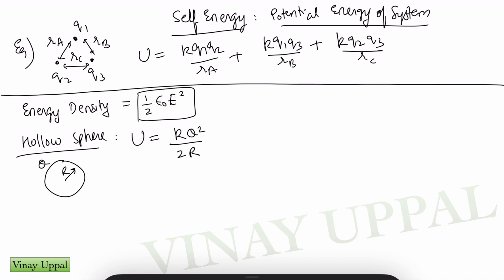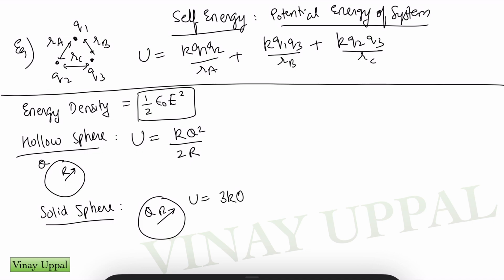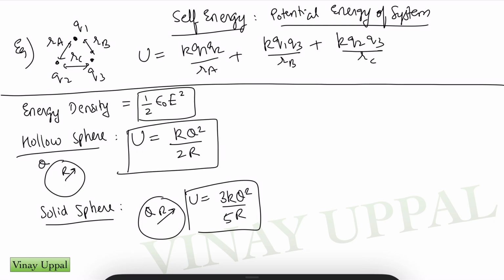So this hollow sphere charged with q, and for a uniform solid sphere, where the charge is distributed throughout the volume of the sphere, the self energy comes out to be 3kq squared by 5r. So these are values that you should remember, and you can derive it. One way to derive these energies is using the energy density and integrating it over the entire space. Let's take a look at an example.